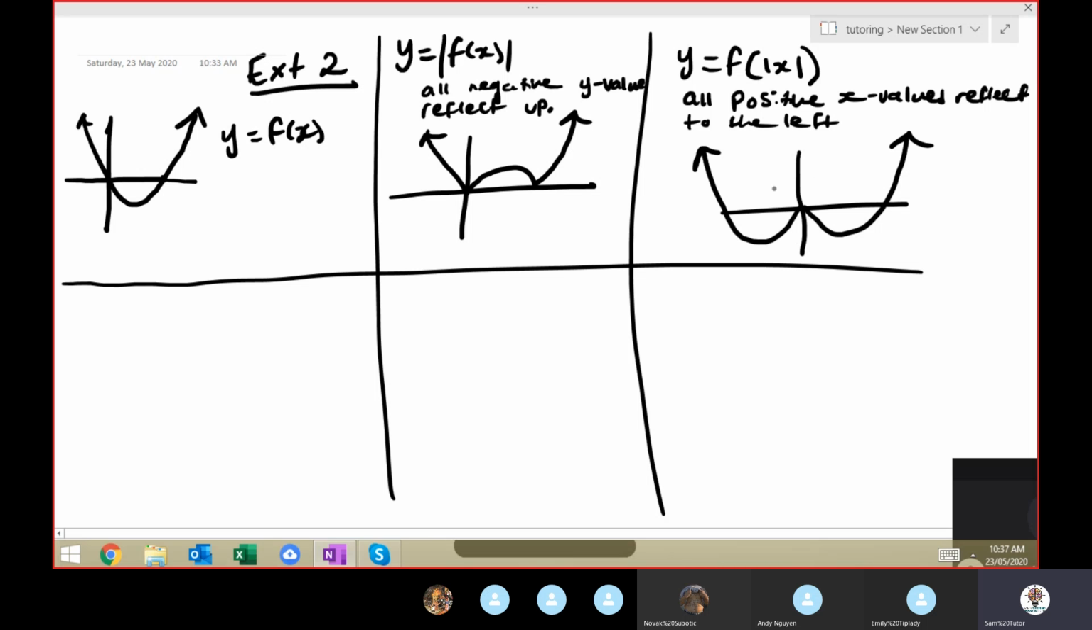So this one here, again, it's easier. I've seen it because of my Extension 2 kids. It's super easy to memorize these graphs: all positive x values reflect to the left, all negative y values reflect up. It's a lot harder to know the words. So memorize your graphs for each function. Memorize the original function, and then when you see this, you'll know what you've done. You'll be like, oh, what did I do here? Oh yeah, I've taken all the positive x's and reflected them to the left.